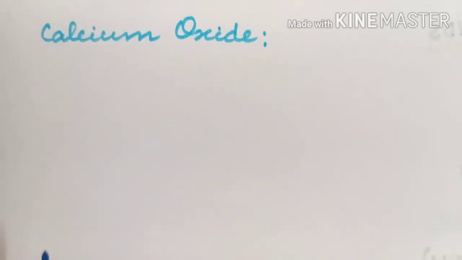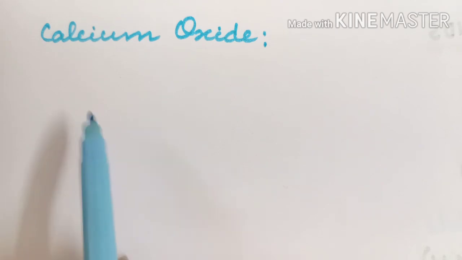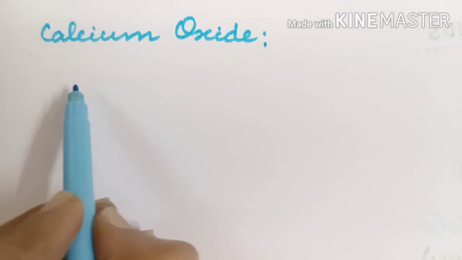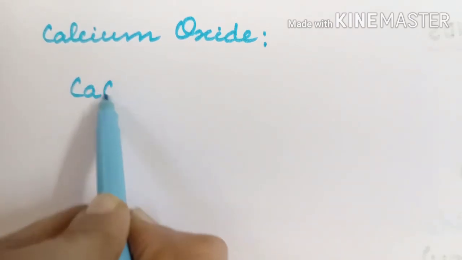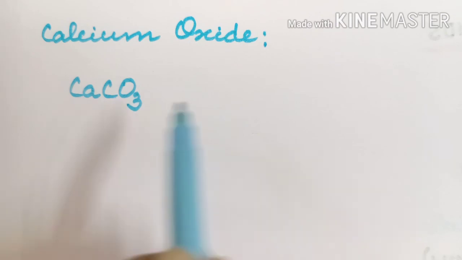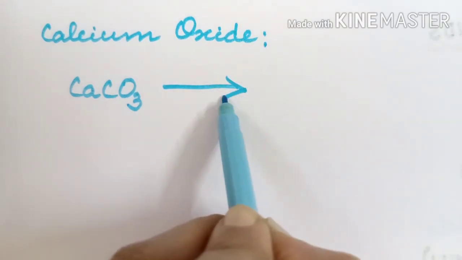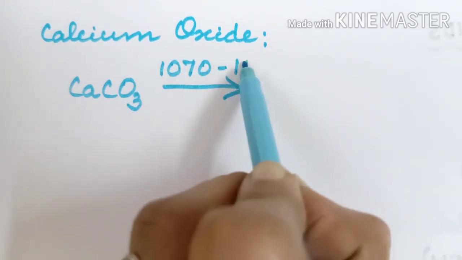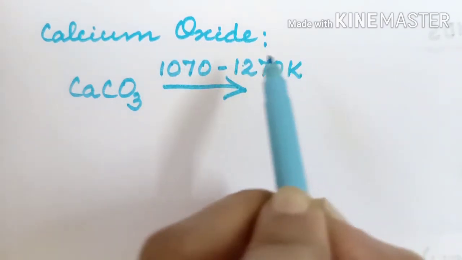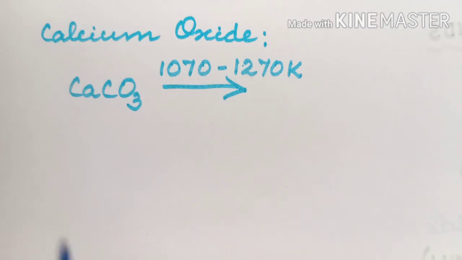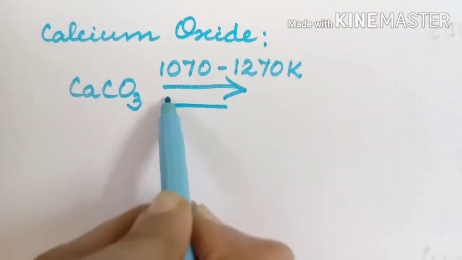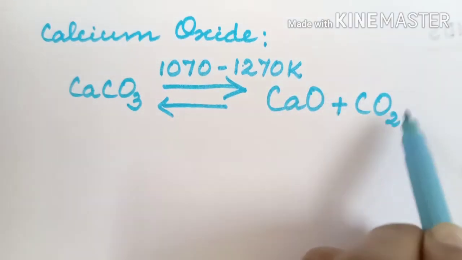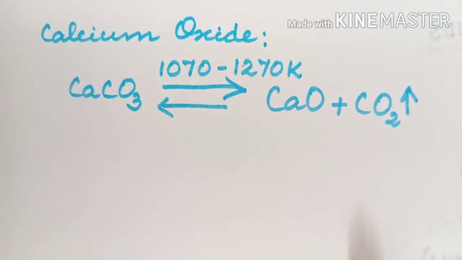First, we shall see the preparation of calcium oxide. Calcium oxide is prepared by heating limestone. What is limestone? It is calcium carbonate. When calcium carbonate is heated at very high temperature, around 1070 to 1270 Kelvin, in a rotary kiln, we find that it will be decomposed to produce calcium oxide and carbon dioxide. This carbon dioxide escapes out.